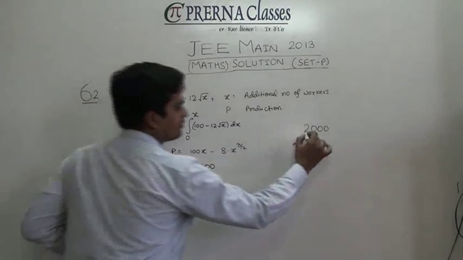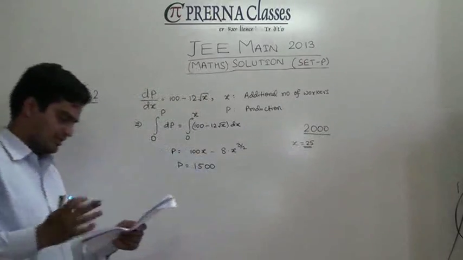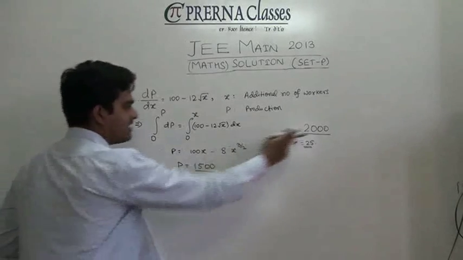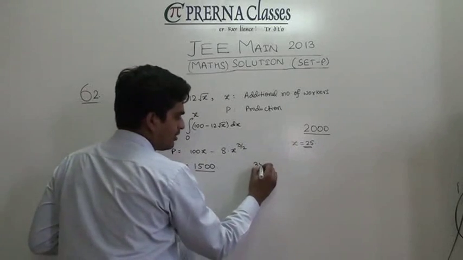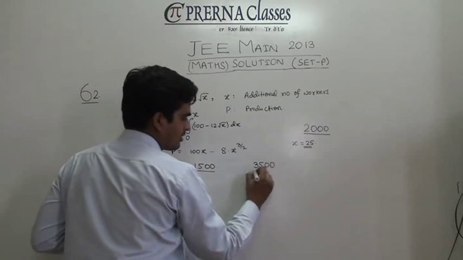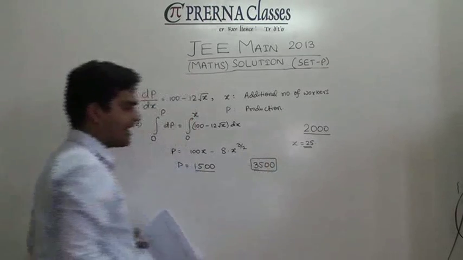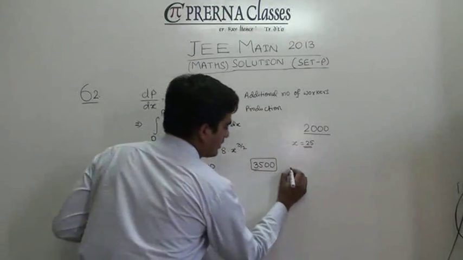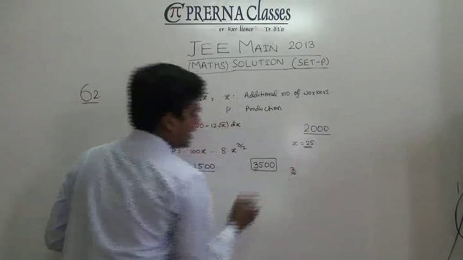So if you place X as 25 in this case, you can clearly check up that P becomes 1500. The 2000 was the original number of items. This is in addition to that. So the total number of items is going to be 3500, which was the third option in that paper.